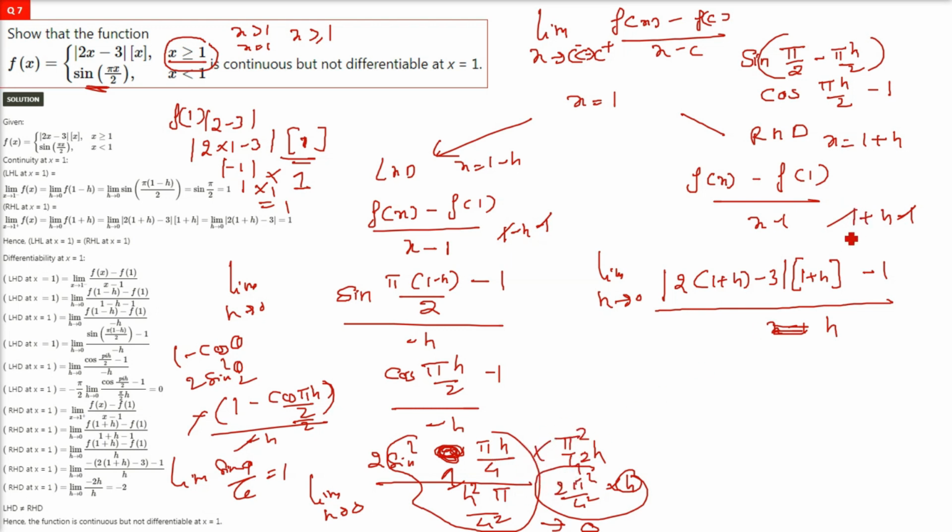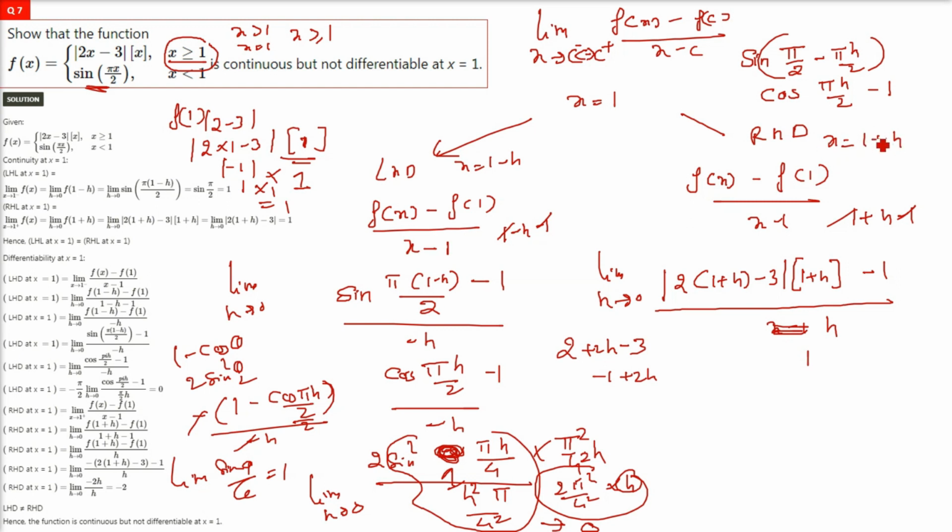Now coming to the right hand side. We have to just see whether it comes equal to 0 or not. If it comes as 0, it is differentiable at x equals 1, otherwise not. Okay. Now 2 into 1 plus h minus 3. Now remember, here is a catch. When you multiply this 2 with 1 plus h minus 3, it will be 2 plus 2h minus 3. What do you get? Minus 1 plus 2h, but you are talking about 1 plus h. You are greater than 1.